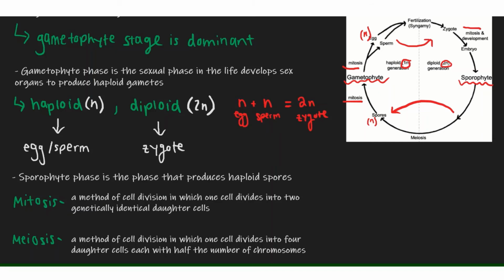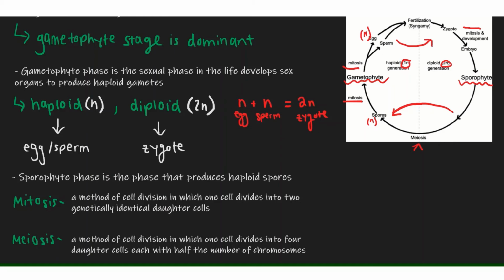Now looking at meiosis. Meiosis is a method of cell division in which one cell can divide into 4 daughter cells, each with half the number of chromosomes. So the daughter cells are not genetically identical to the parent cell because they only have half the number of chromosomes. Looking at our diagram, we can see that meiosis only occurs one time, and that's through the transition between the sporophyte and the gametophyte stage. So I'm redrawing this arrow to show the change between the sporophyte and gametophyte where meiosis occurs.